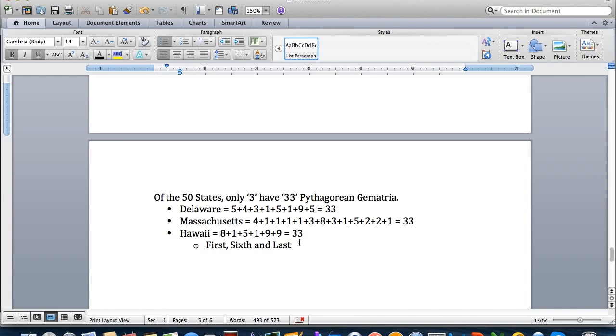So that's why it's worth it to take the time to do something like this. Write out all 50 states and then do the gematria. And do it with both methods. And make sure you did your math correctly. The more you do it, the easier it gets.